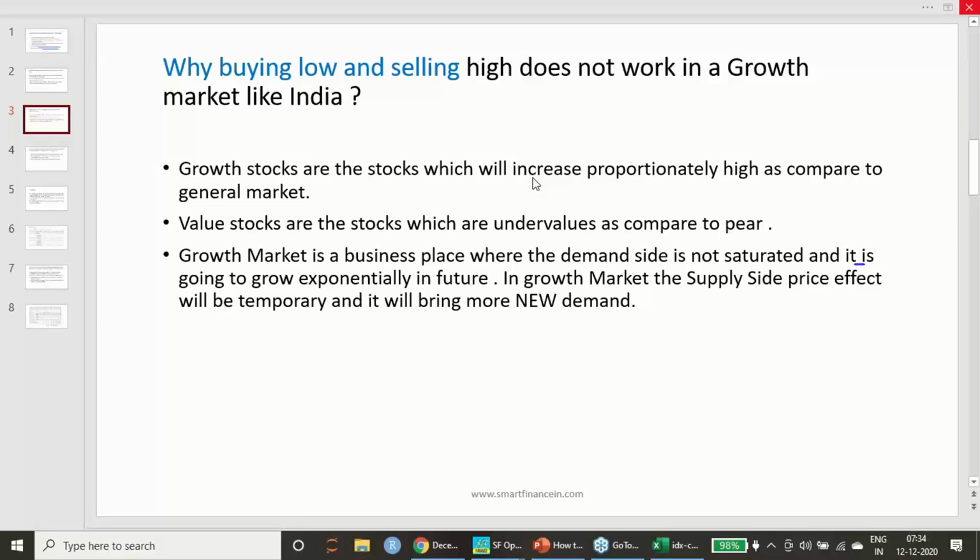A value stock is a stock which is undervalued as compared to its peers. So that is the classical definition. India is a growth market.